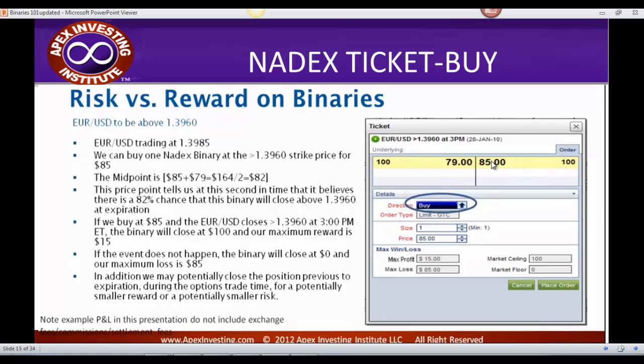Right? You buy it for $85. Say market's going up, it gets up to 95. You say, I just want to close it now for $10 profit. You can do that. If you buy it at $85, the market's going down, now it's at 50. You want to close out early to limit your loss, you could do that as well.